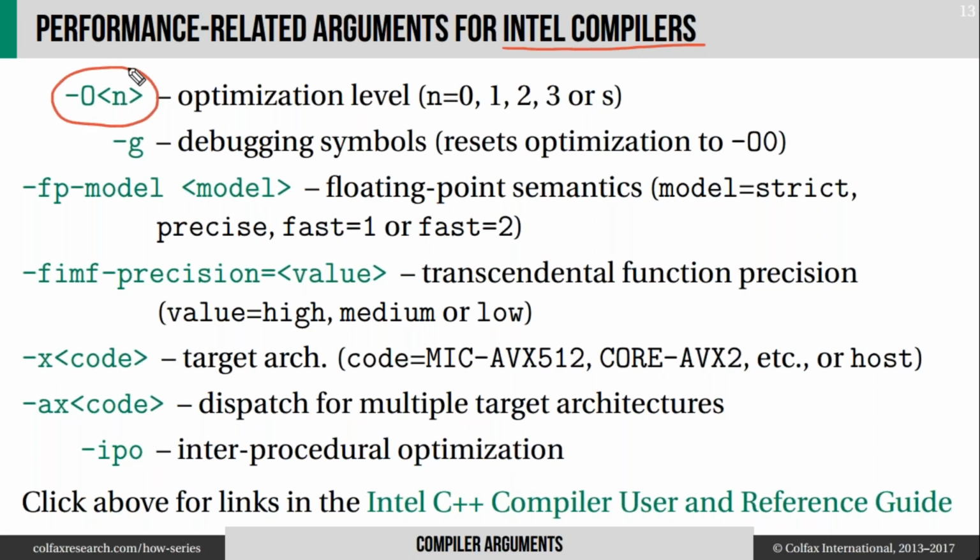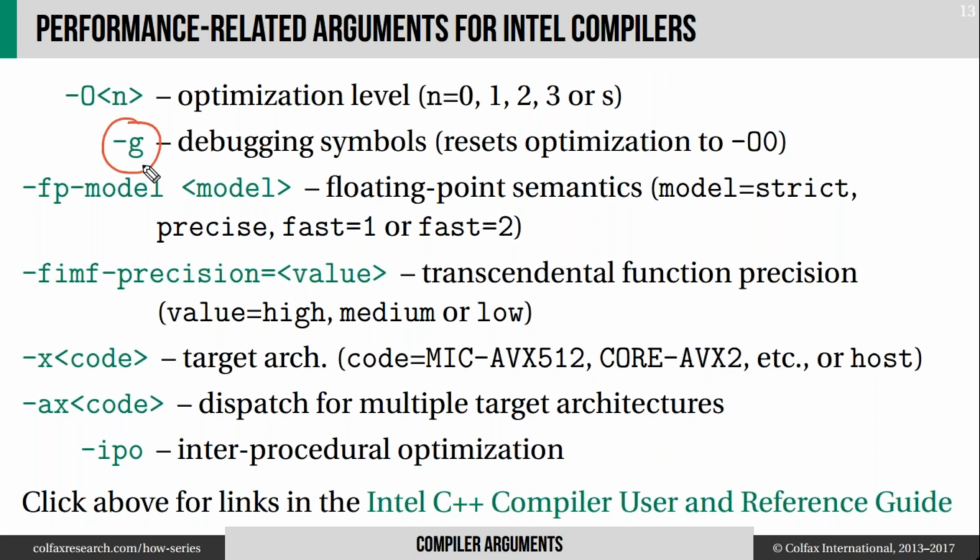The primary compiler argument that you should be aware of is the optimization level setting, -O followed by a number, 0, 1, 2, 3, or S for small code. What you should know here is that the default optimization level is O2, and it is actually fairly aggressive with respect to optimization. I will show you which optimizations it includes in a minute. It includes, among other things, automatic vectorization.